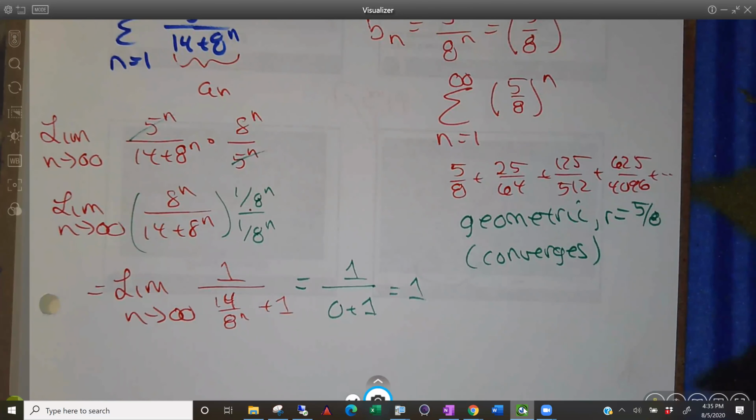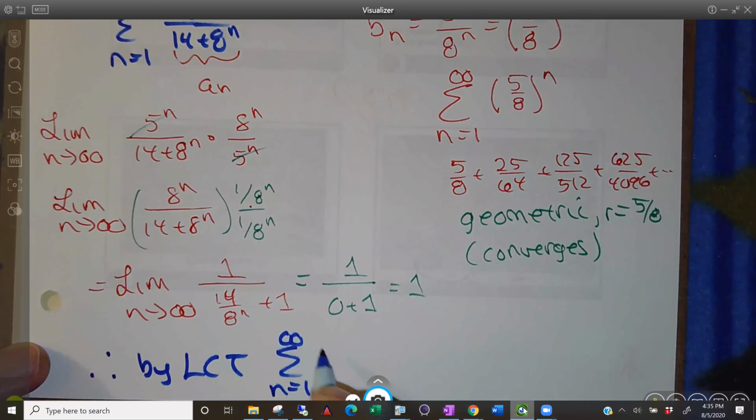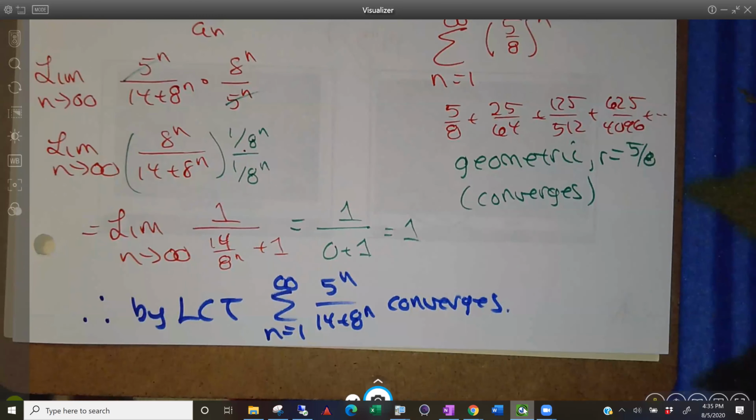Now, if I got a finite limit, therefore, by the LCT, limit comparison test, this one converges. Beautiful. Any thoughts on that there?